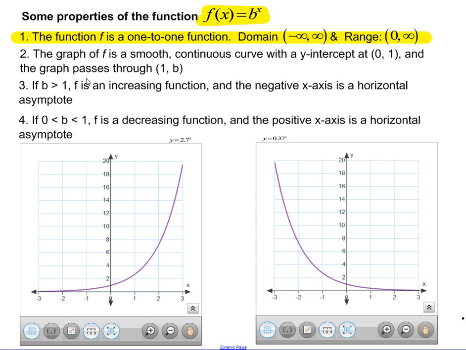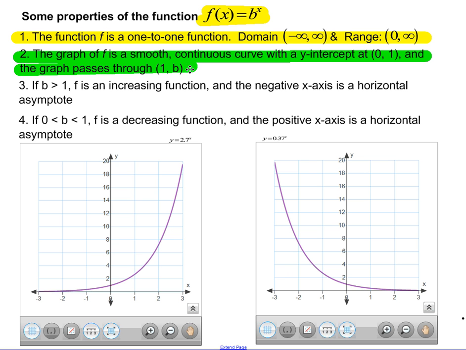Okay. Here's another one, very interesting. We say that the graph of f is a smooth continuous curve with a y-intercept at 0, 1, and the graph passes through the point 1, b. Well, what does that mean? If we look at this graph, we can note just two things always happening all the time. Number one, the graph passes through the point 0, 1. So whatever the base is, when we set x equal to 0, we get y equals 1.